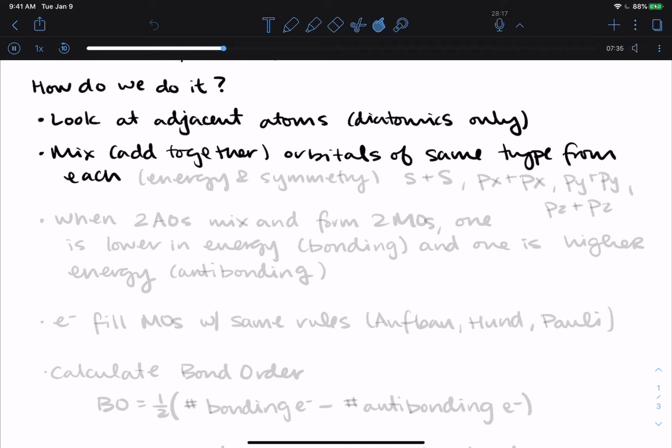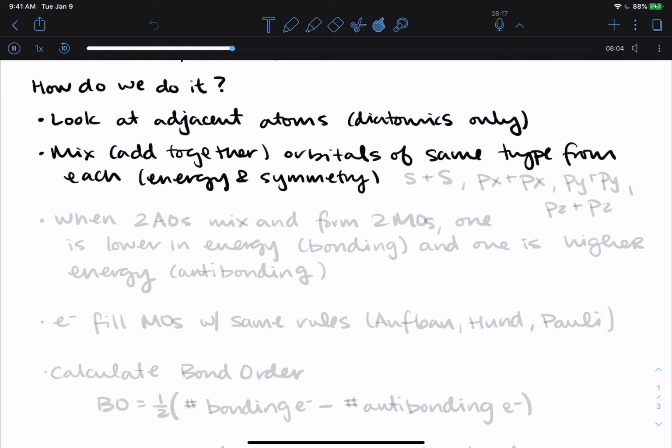And the reason we do this is because of energy. So things have to be about or close enough to the same energy in order to add together. And then there's this other component of symmetry, which you probably have some understanding of. We mean it in a really specific way when it comes to MO theory, but essentially, as long as you're always mixing the same type of orbital with the same type of orbital, you'll be good.